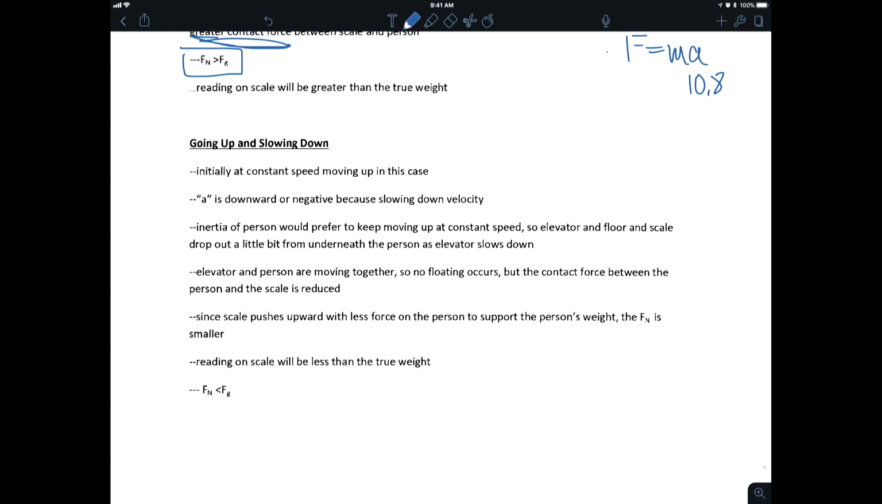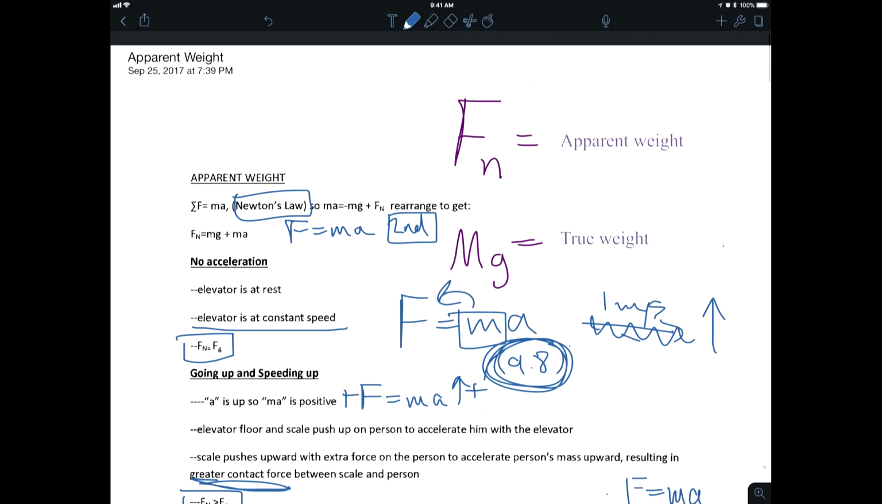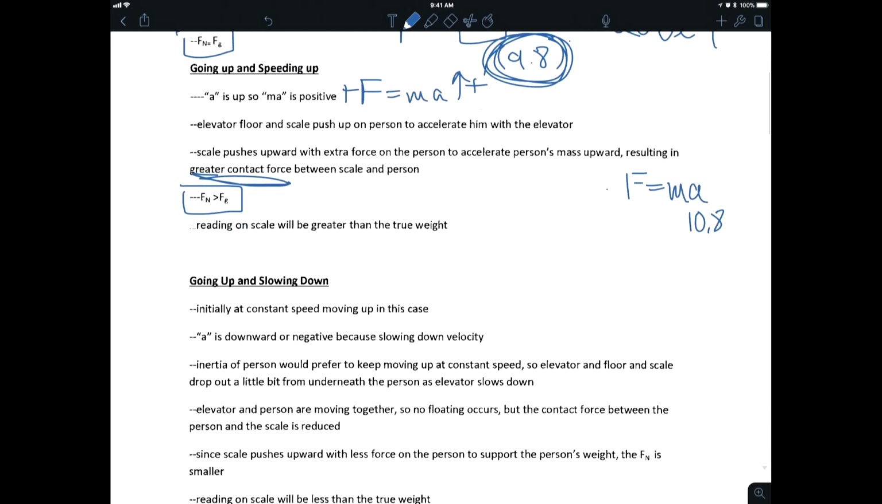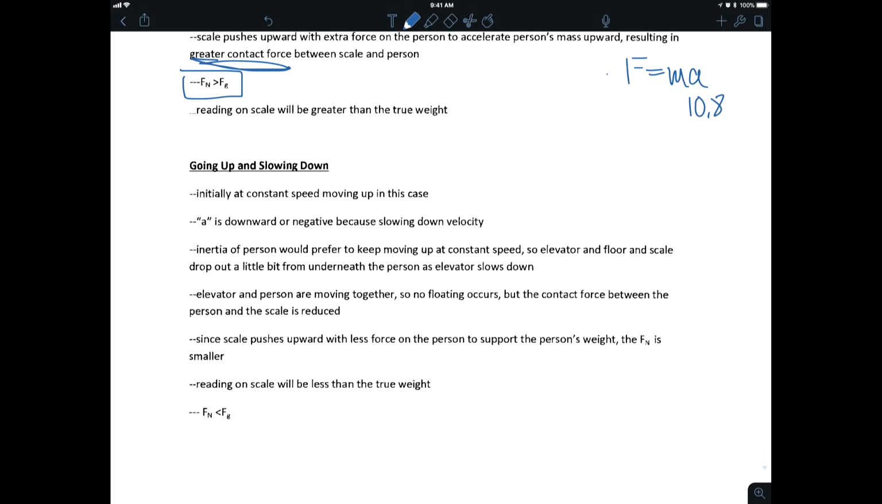Initially at a constant speed, moving up in this case. So, as you were going up and slowing down, you were initially moving at a constant speed, which falls back under this principle right here. The elevator is at a constant speed, which means that you are experiencing no acceleration, so your apparent weight is the same as your actual weight. They equal each other. However, a is downward now and is now experiencing negative variation.